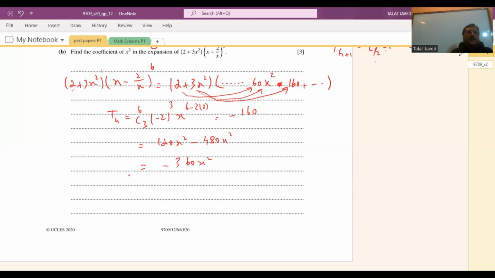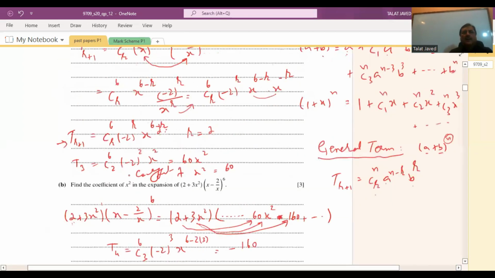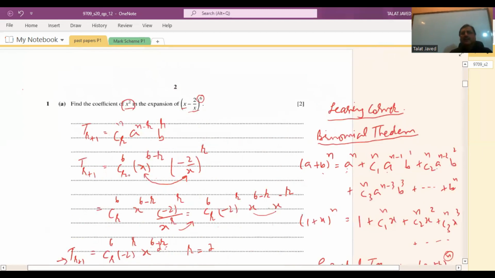So the coefficient of x square is minus 360. This is the answer of this question. So once again you can see this is the binomial theorem.